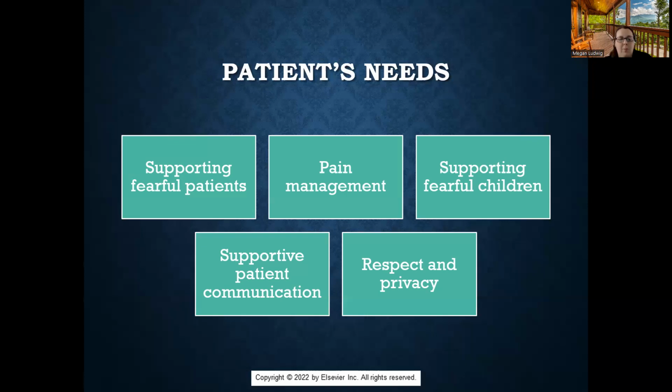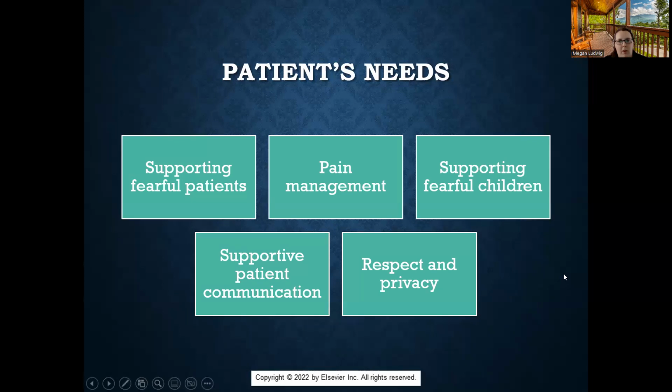Okay, they're concerned about pain management. That could go back to being fearful. So some patients come in and they're already in pain. They can voice that to you, and you can direct that concern to anesthesia and say, we're going to take care of your pain, okay?